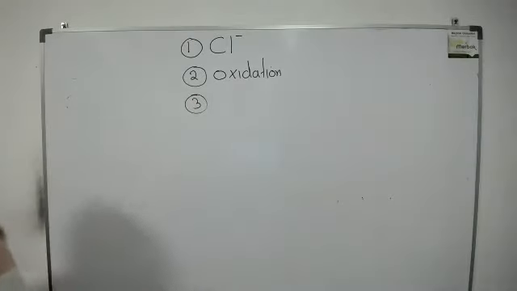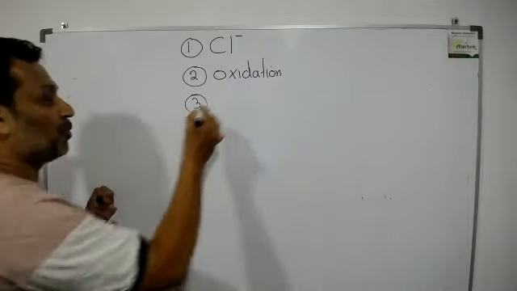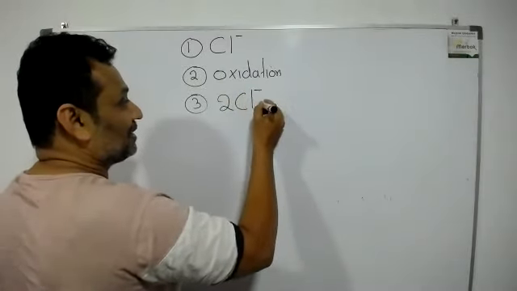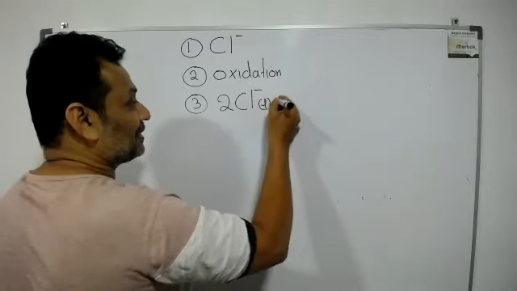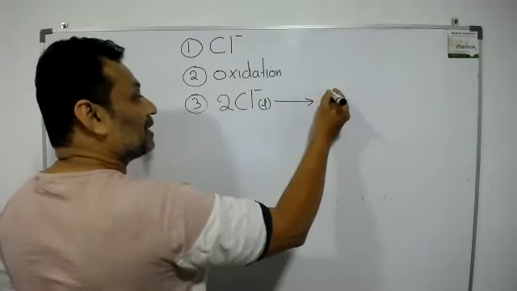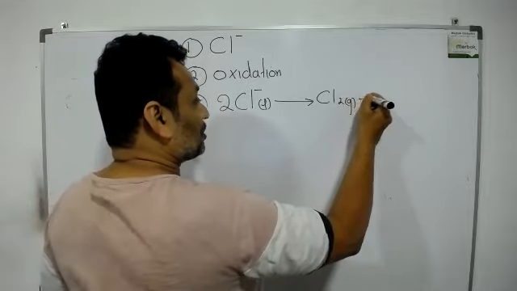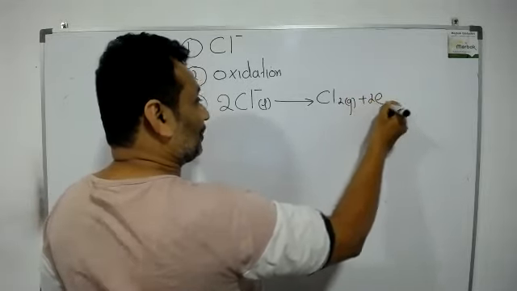Third one. Mention the reaction taking place at the positive pole. This reaction: Cl minus, liquid state, breaking to Cl2, gas, plus 2 electrons.